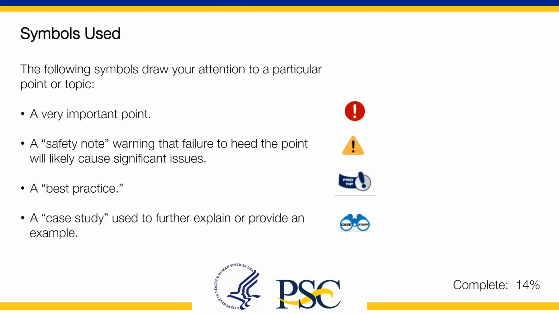The red circle and exclamation point denotes a very important point. The yellow caution triangle denotes a safety note warning that failure to heed the point will likely cause significant issues. The blue exclamation point and banner denotes a best practice. And the blue binoculars denote a case study used to further explain or provide an example.